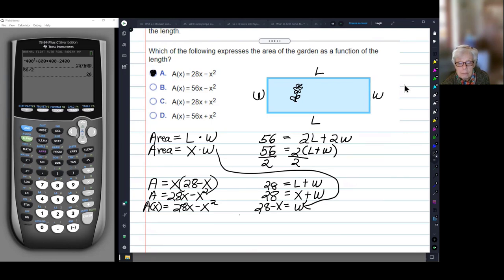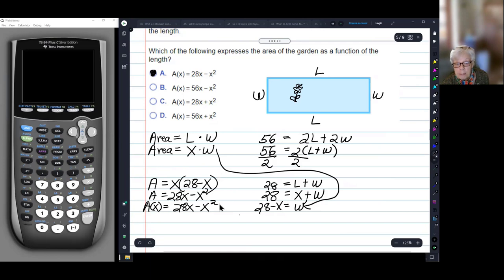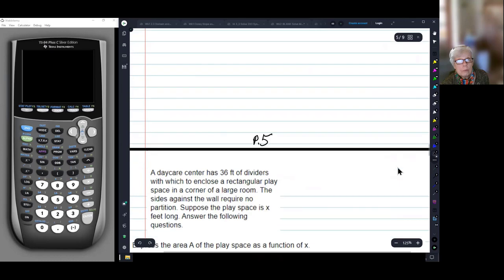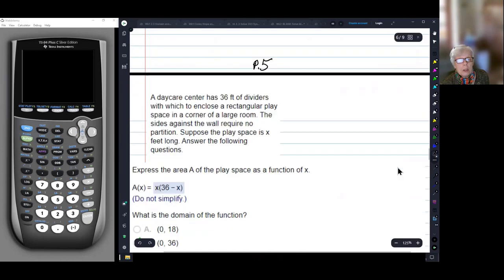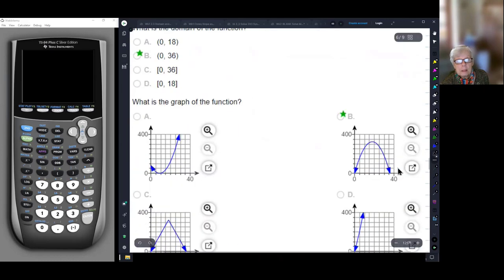It made sense, you see, to subtract the L over here since it was X, so that we could do this step. But doing it wrong would have shown you. Now we're going to do a kind of a hard problem.